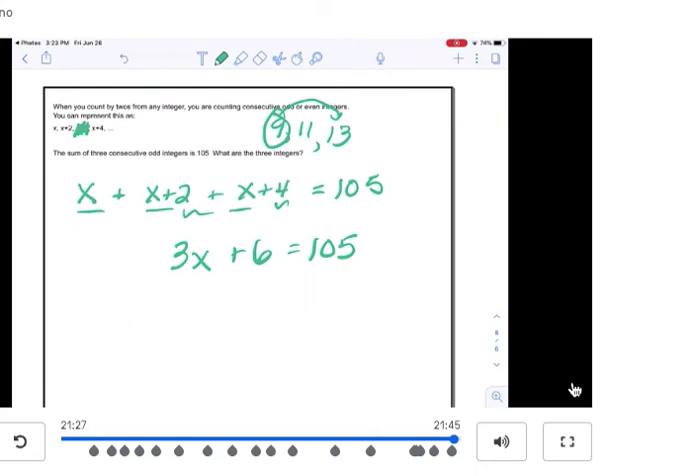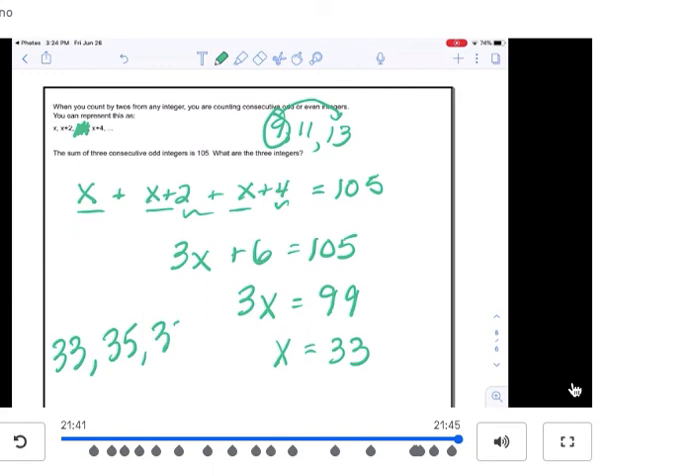And so now all that we're going to do is we're just going to solve. So I'm going to subtract 6, divide by 3, and so that means that the three integers are 33, 35, and 37. And I'm done.